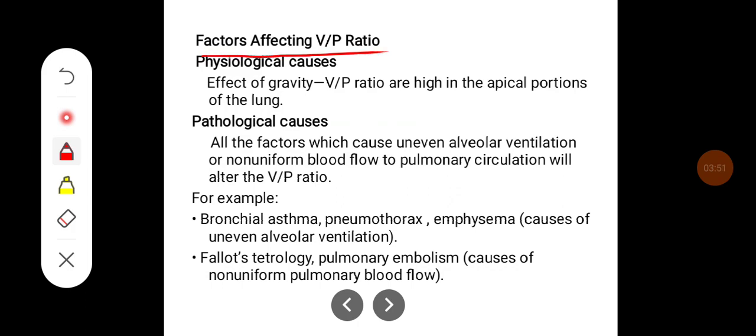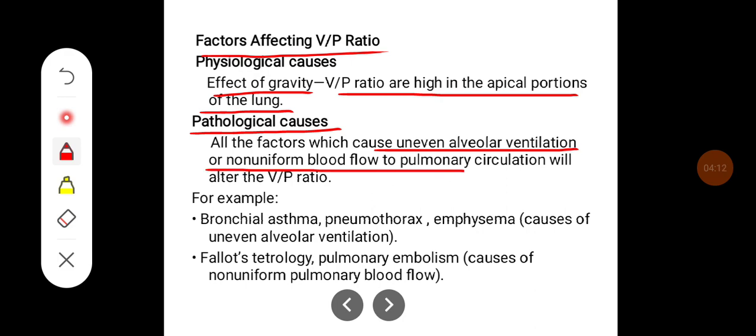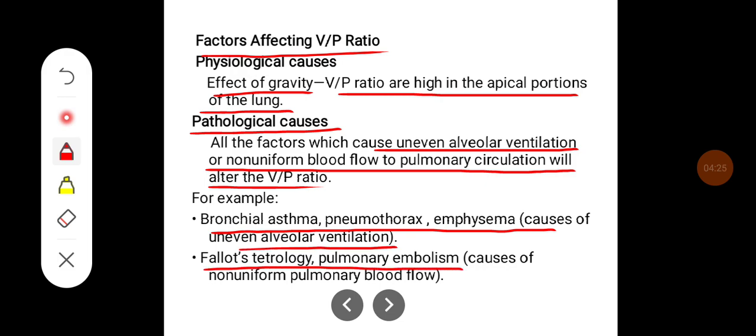Some of the factors which are affecting ventilation perfusion ratio. Physiological causes like the effect of gravity. Ventilation perfusion ratio is high in the apical portions of the lung and less at the base. Some of the pathological causes, like all the factors which cause uneven alveolar ventilation or non-uniform blood flow to the pulmonary circulation, will alter the ventilation perfusion ratio. For example, bronchial asthma, pneumothorax, emphysema cause uneven alveolar ventilation, whereas Fallot's tetralogy, pulmonary embolism, cause non-uniform pulmonary blood flow.